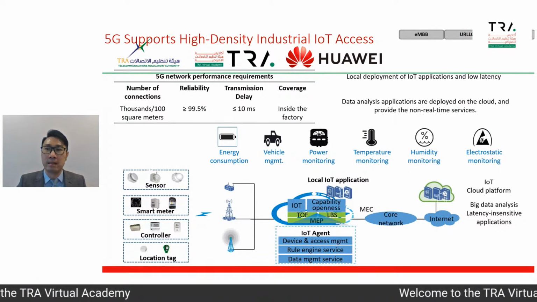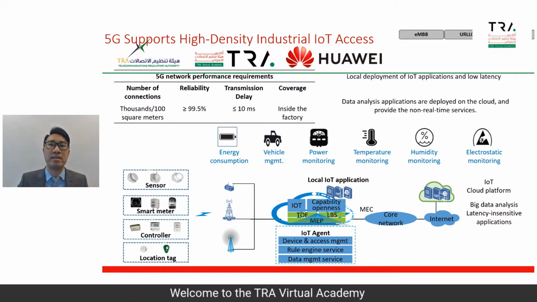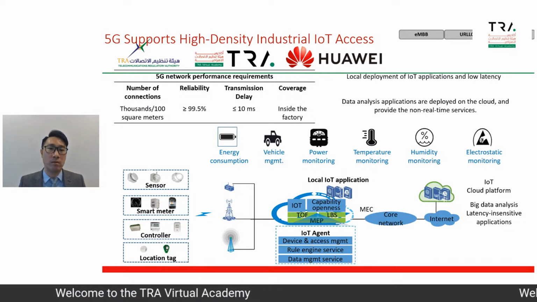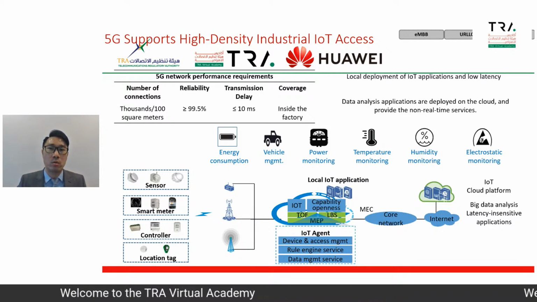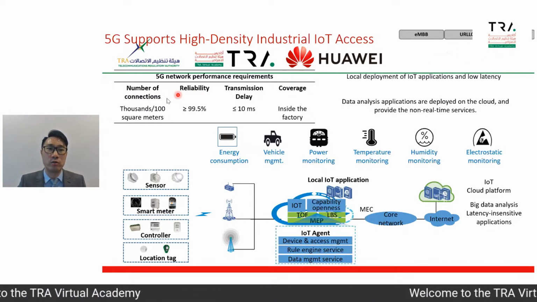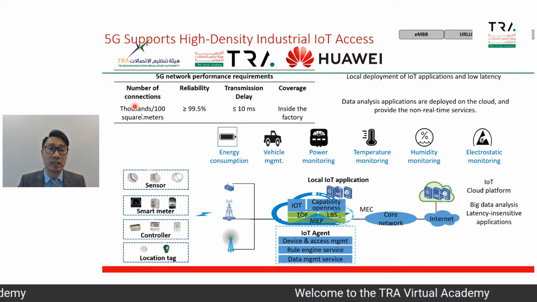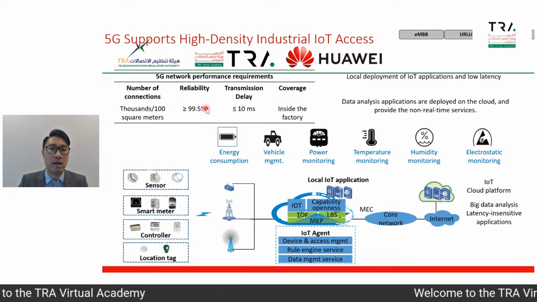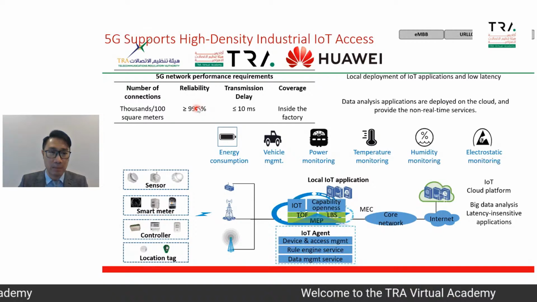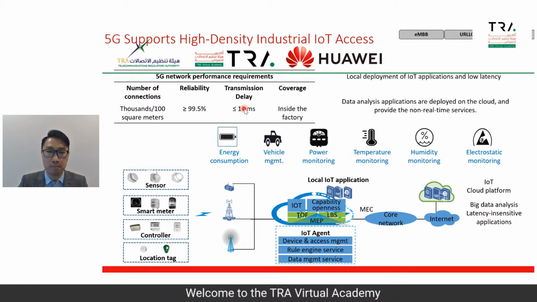And next, the last application scenario is the MMTC. MMTC is to connect a lot of devices together so that we can gather the sensor information and data. This type of communication requirement is a large number of connections, more than thousands per 100 square meters, with relatively good reliability and transmission delay also.